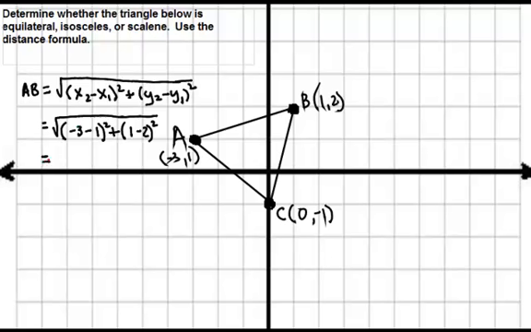When I solve this, I go to my parentheses first. I get the square root of negative 3 minus 1 is negative 4, the quantity squared, plus 1 minus 2 is negative 1 squared. And I go through and do my math. Negative 4 squared is 16. Negative 1 squared is 1. And I end up with AB being equal to the square root of 17.